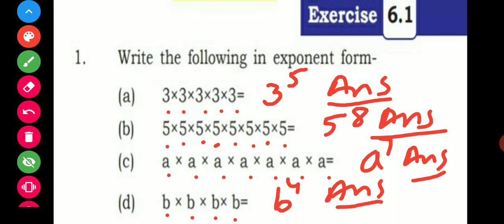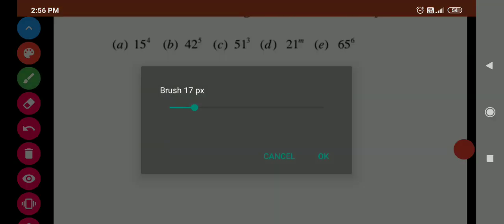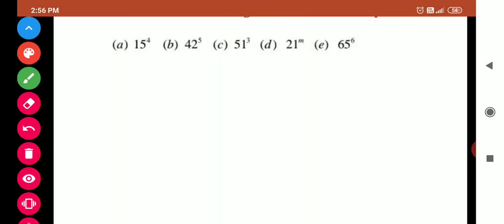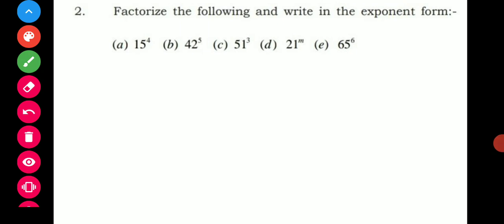Now come to the second question. How can we solve this question? The first part of this question. Second question, that is factorize the following and write in the exponent form. First we have to factorize, then convert it into exponent form. So how can we do this?